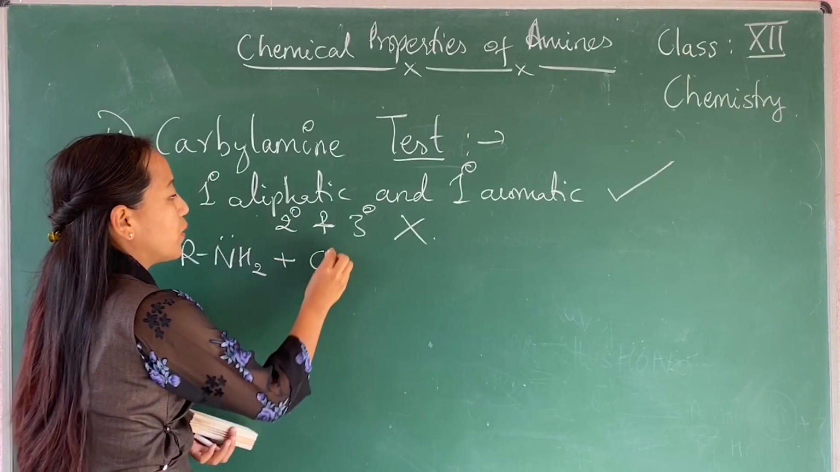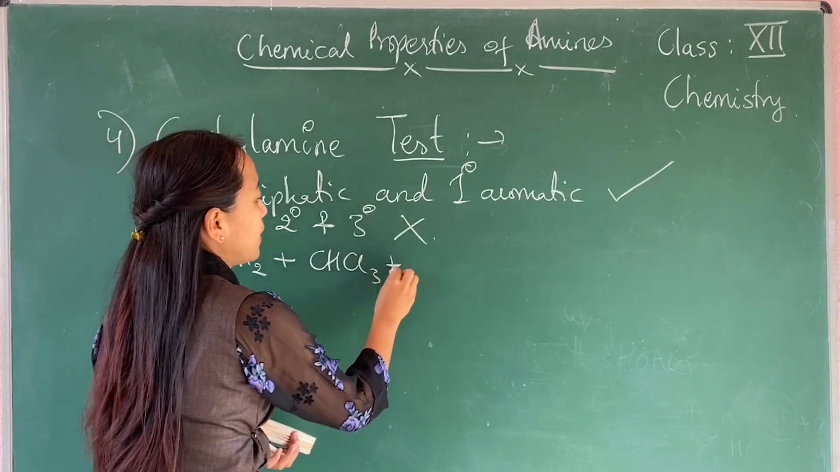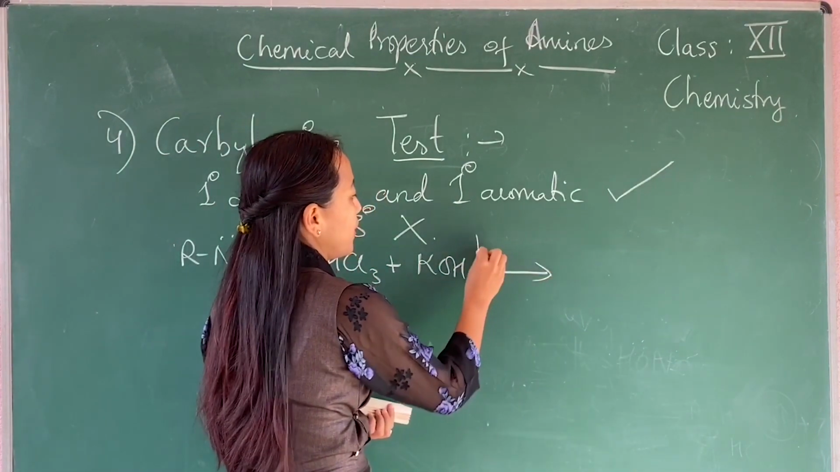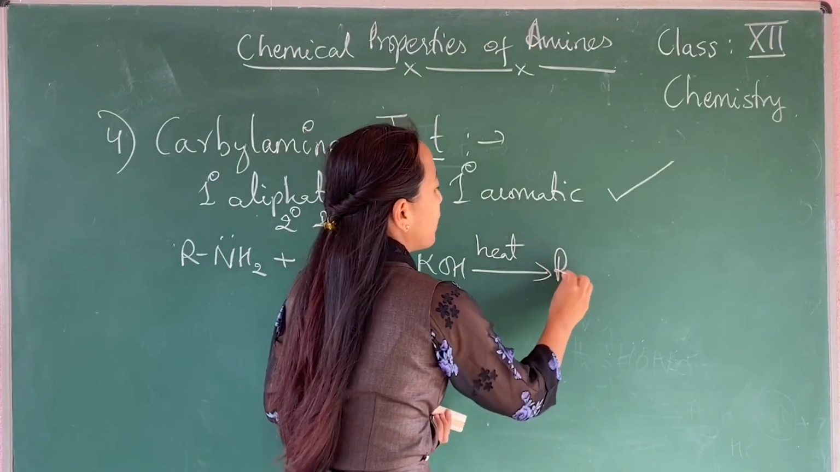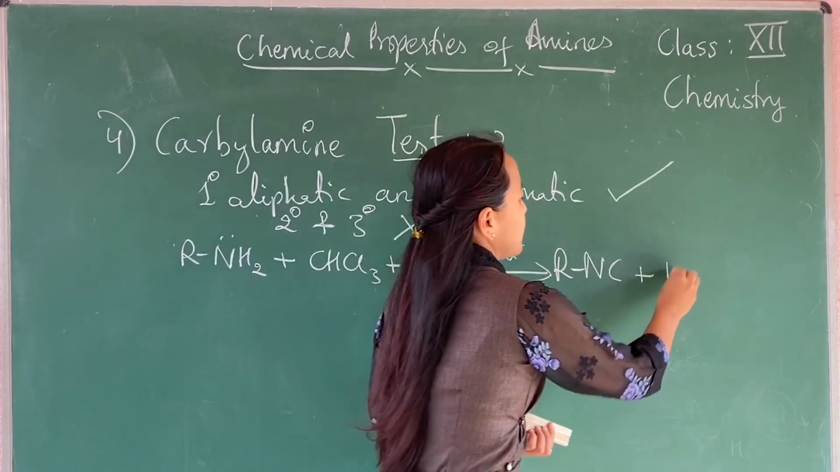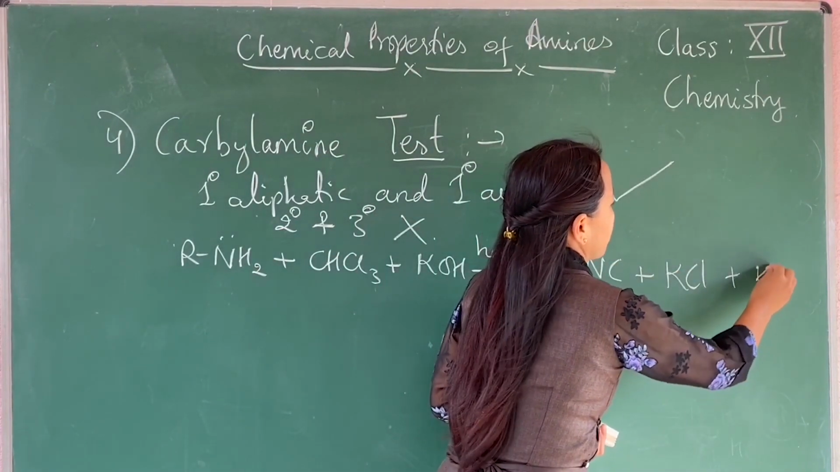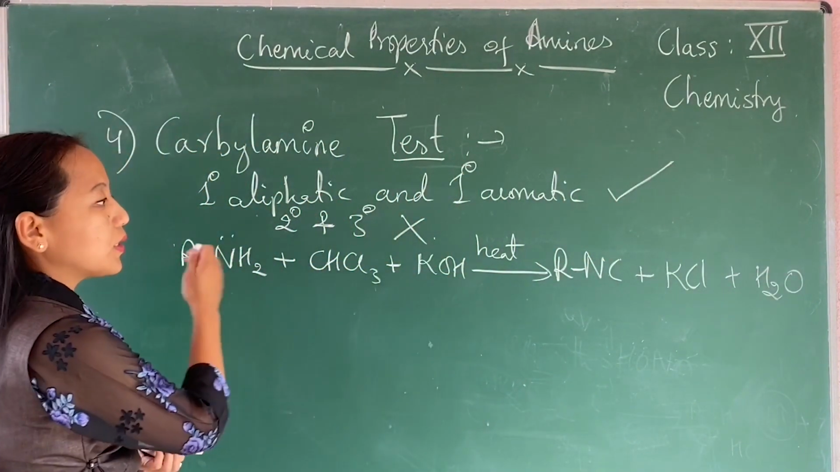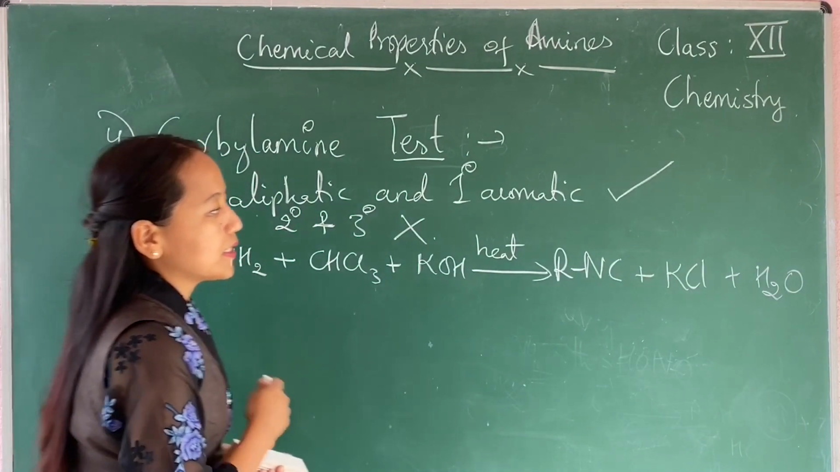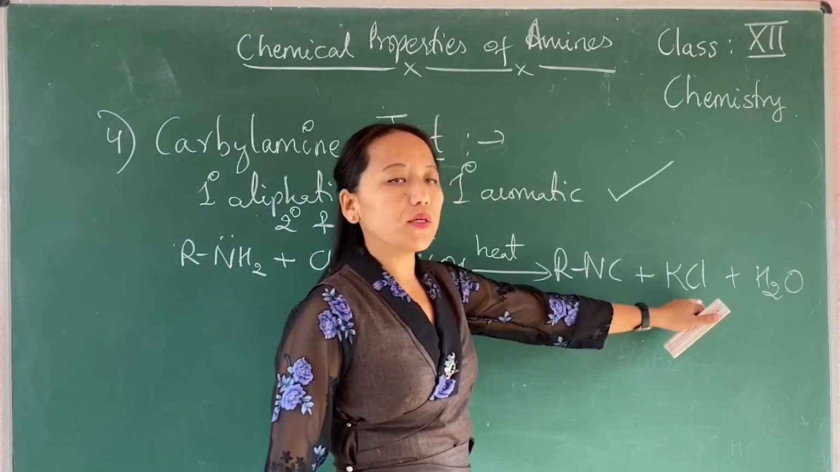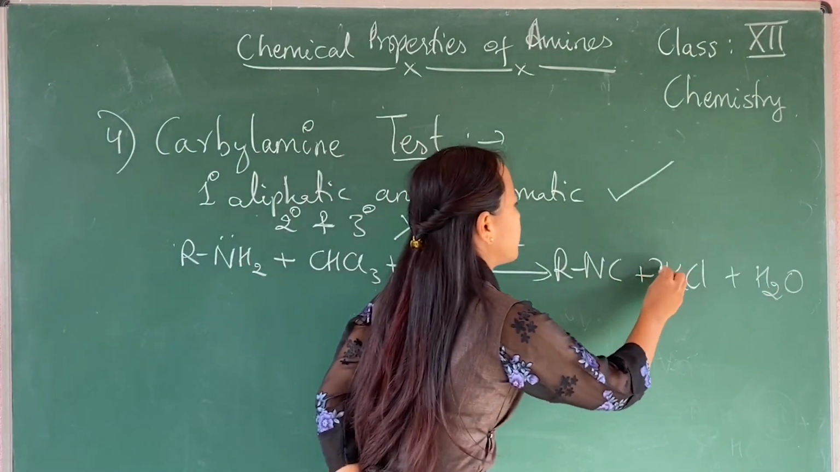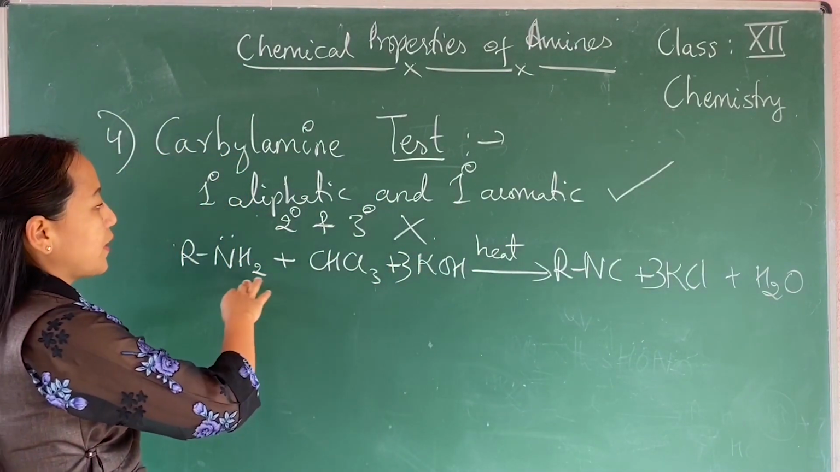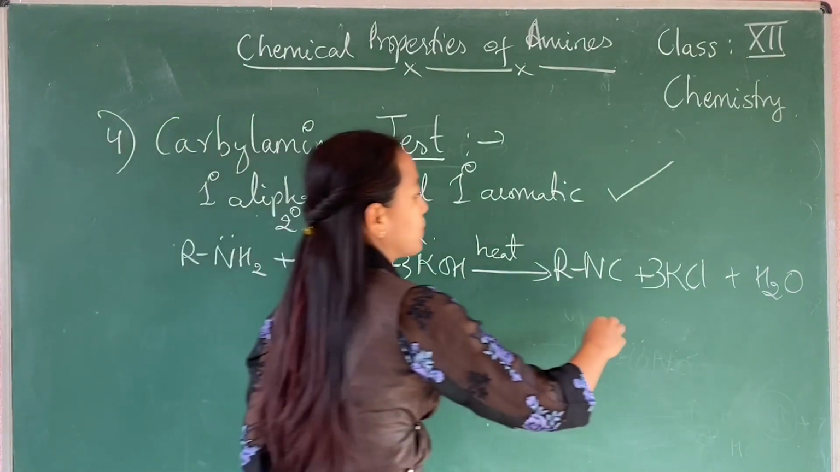and react it with chloroform, CHCl3, in the presence of ethanolic KOH, and when you heat it, it forms RNC plus KCl plus H2O. So when you balance this equation, you have got 3 chlorine atoms on the left hand side, whereas on the right hand side there is only 1 chlorine atom. So you have to multiply this with 3, and 3 potassium over here, and the number of hydrogen atoms is 4, 5, 6. So multiply this with 3.